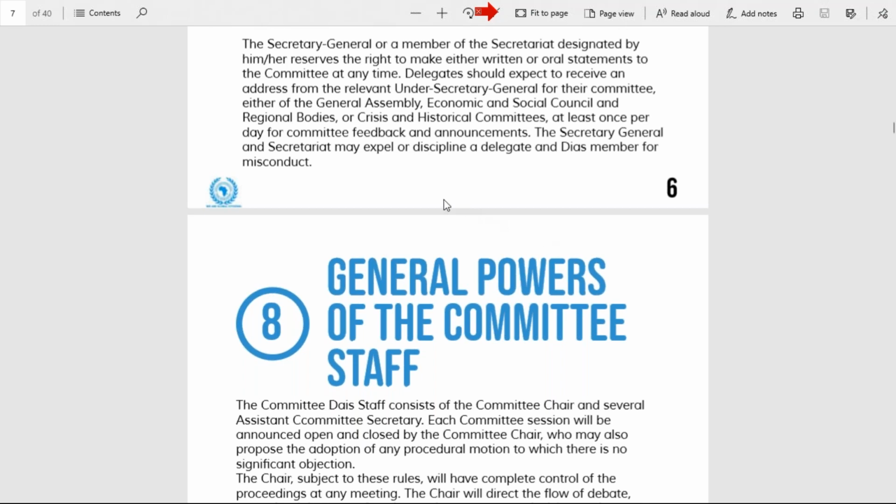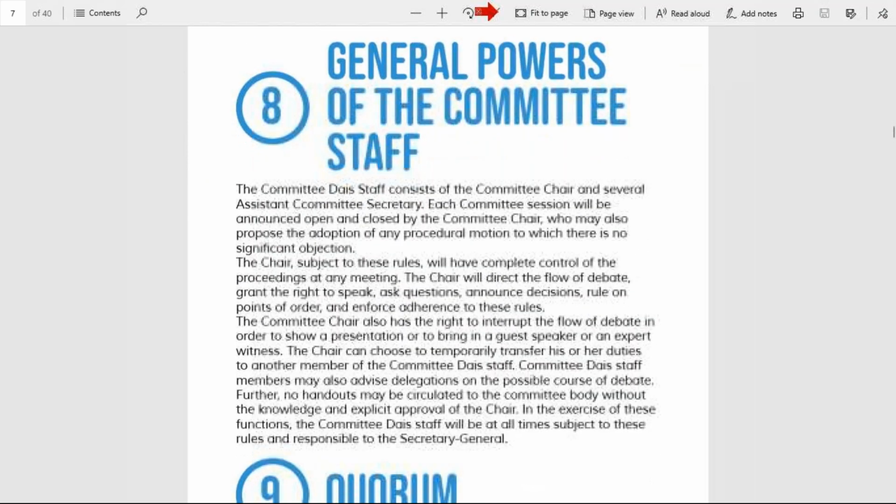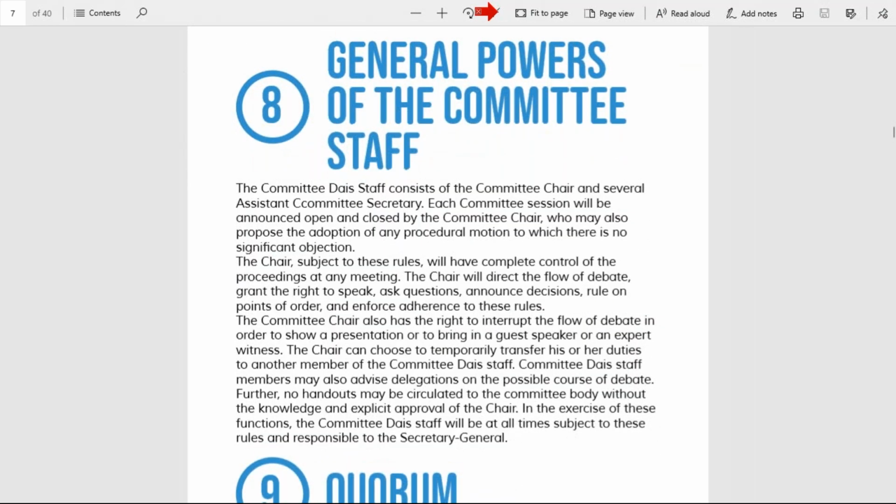Now, the general powers of the committee staff. These are the people you'll be interacting with from Monday afternoon all the way to Thursday afternoon. These are the committee dais. They usually consist of the committee chair, the assistant chair, and the committee secretary. The committee chair is the one who will control the delegates and the flow of debate generally. He or she can decide that we'll move in this direction, and can interrupt the flow of debate to allow for a guest to come in or for an announcement from the Secretariat and matters like that.